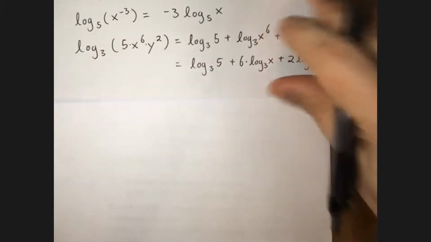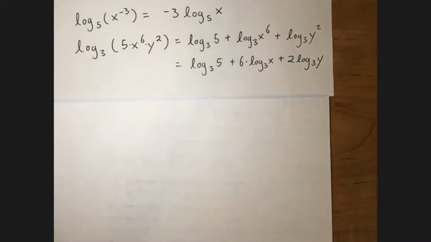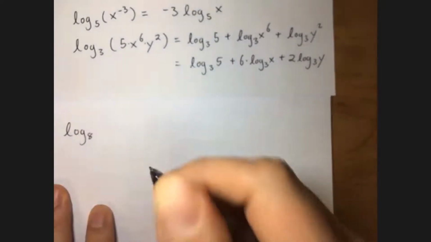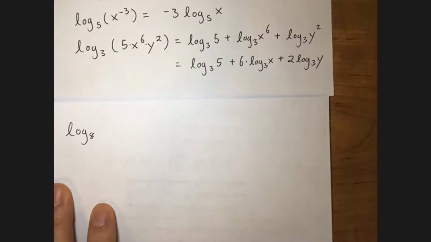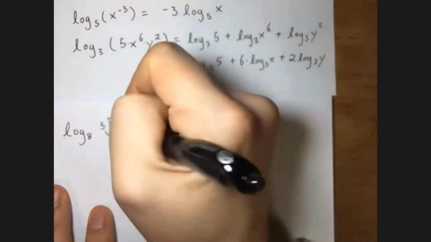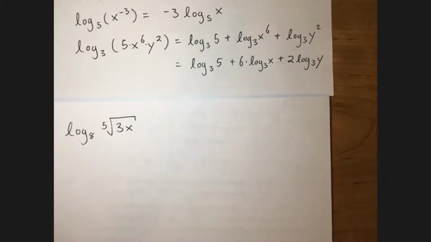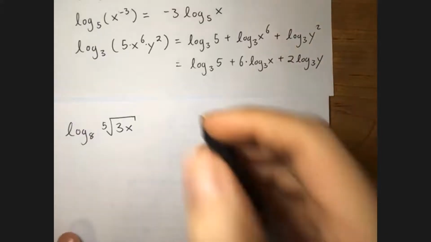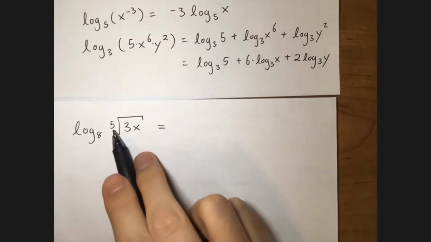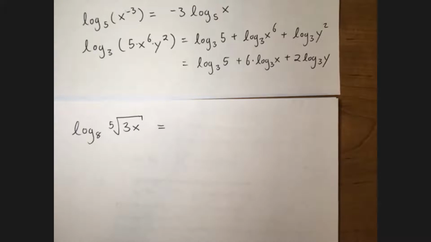I'm going to leave that one on here, but move down on the new sheet. What if I did log base, I don't know, 8 of the 5th root of 3x? What would happen there? Well, what do I have in here? I've got 3x and a 5th root. How can I write that in such a way that I can use one of our properties?